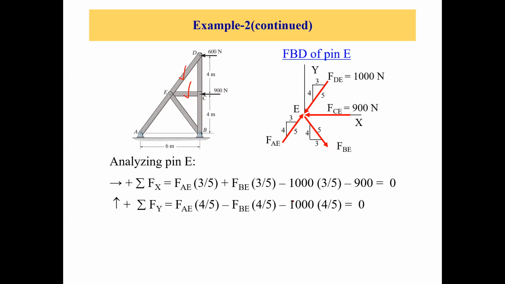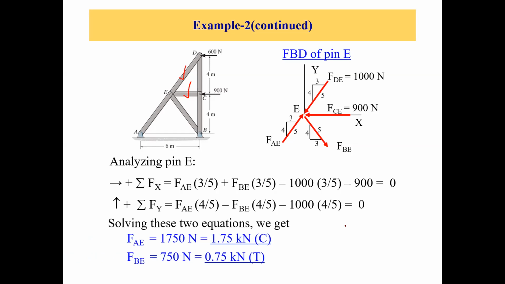Then if you do sigma Fy equals 0, you have three y components acting at this joint, and you sum them up and put them equal to 0, and then just solve these two equations, because there are two equations and two unknowns, FAE and FBE.